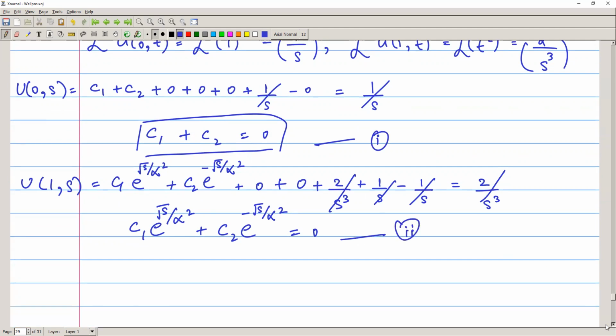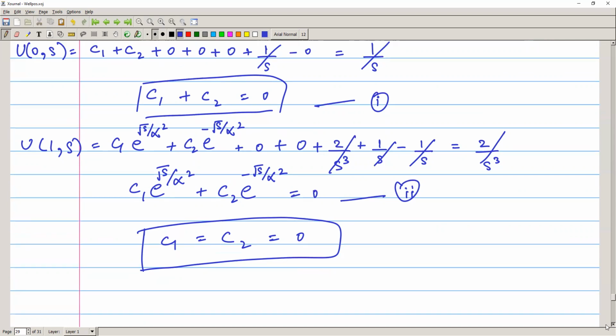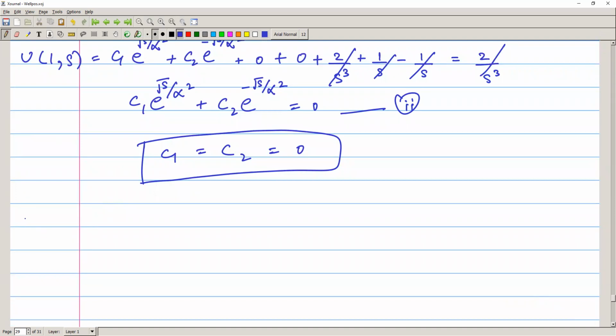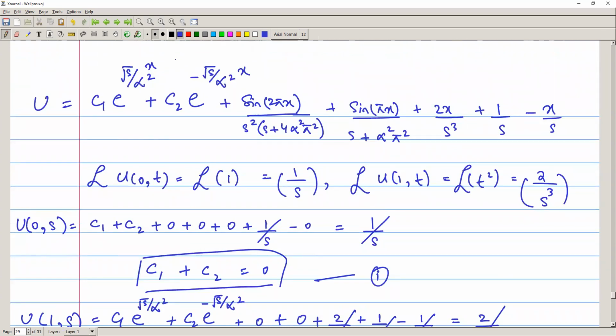So if you solve these equations simultaneously, we will get c1 equals c2 equals 0, because these are a system of homogeneous equations, right? So we will get only the trivial solution for this system, that is c1 equals c2 equals 0. So now the solution satisfying the boundary conditions will be u of x comma s equals only this part. We're left with only this part. Now c1 and c2 are 0.